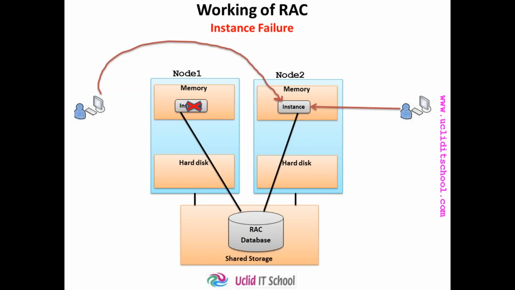When you say database is not available in RAC, it is when all the instances fail at the same time, which is a very remote chance, right? Because each instance is running on a physically different server. At least if one instance is there, technically your database is available.